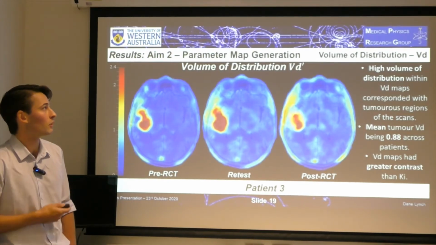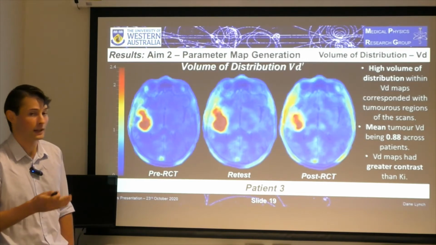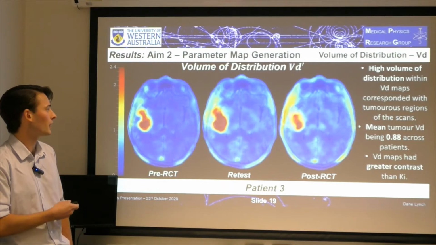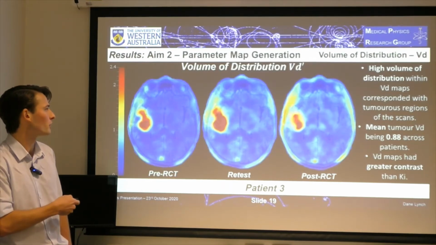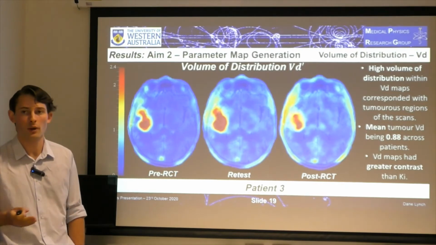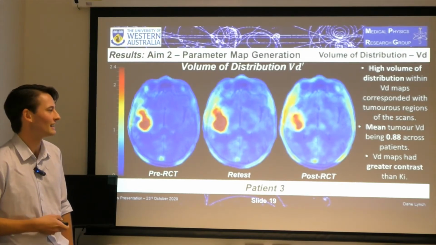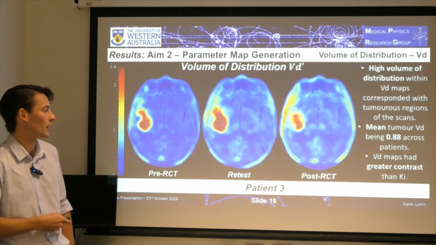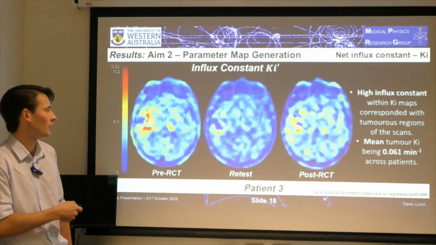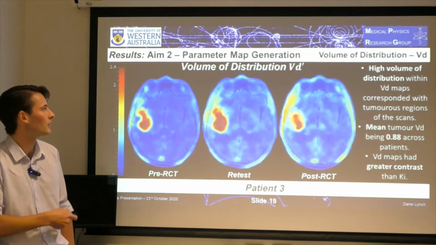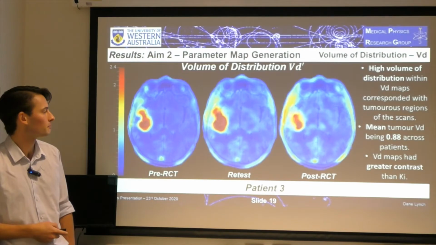So this is an example of a volume of distribution map found from the intercept. High volume of distribution was also found to correspond with the tumorous regions of the brain, where the mean tumour VD across all patients was found to be 0.88. These maps were found to have a lot higher contrast than the KI maps, as you can see by the presence of noise in these images, as opposed to the volume of distribution maps.